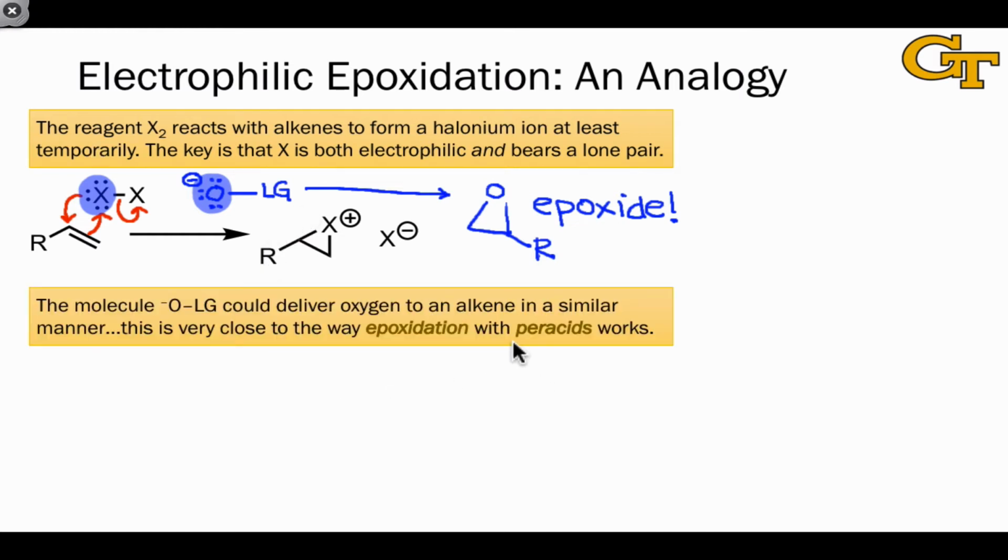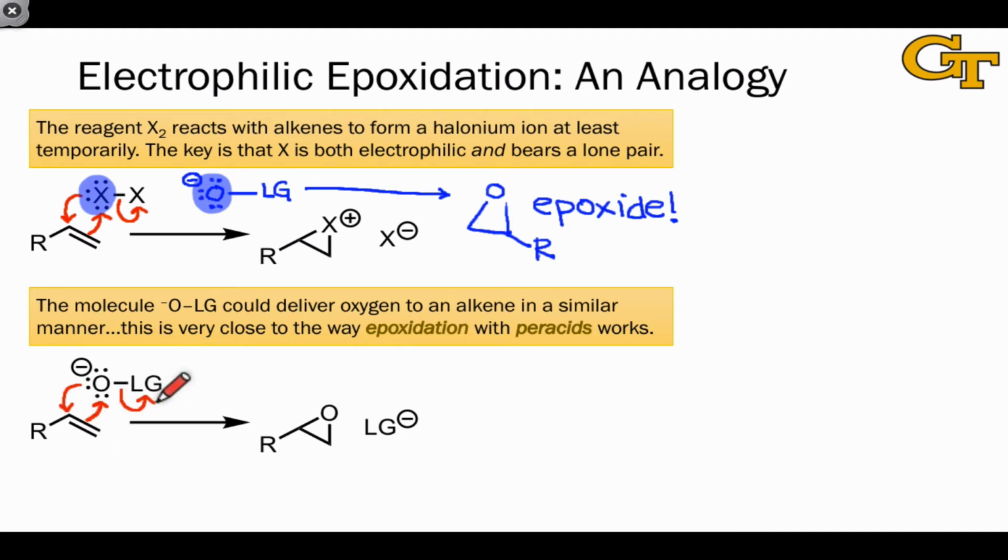The silver bullet here turns out to be a type of molecule called a peracid. We'll look at peracids in detail in a second, but for now let's just clarify this analogy by drawing curved arrows for the reaction of O-Lg with an alkene. In fact, the electron flow is exactly the same. The alkene attacks the oxygen atom, oxygen rebounds onto the alkene, and at the same time the leaving group departs with a pair of electrons. This results in the formation of a neutral epoxide and Lg-, the conjugate base of the leaving group.